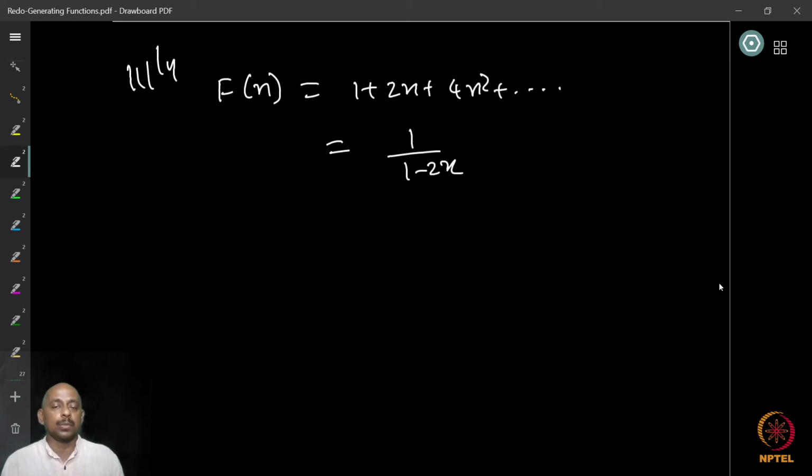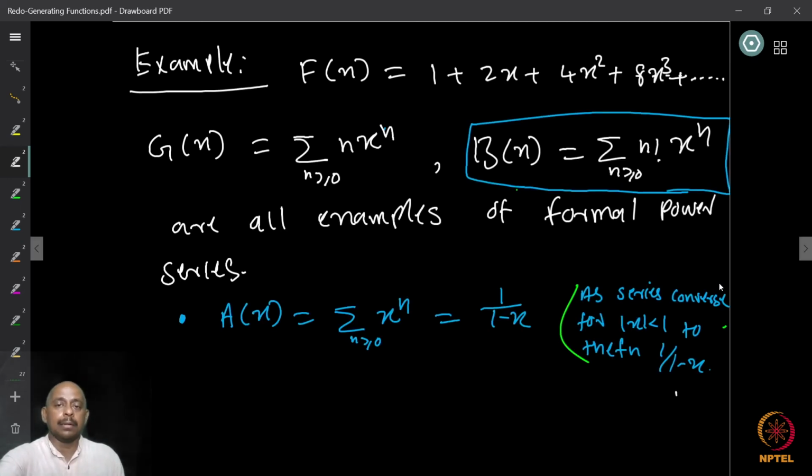converges to 1 by 1 minus 2x, right? Because I just replace x with 2x, I get this. Now, of course, the convergence of this is in a smaller interval. Instead of converging for mod x less than 1, it converges for 2 times mod x less than 1. So for any constant, we can say the sequence 3 raised to n x raised to n, or k raised to n x raised to n, we can put it into 1 by 1 minus kx kind of form.